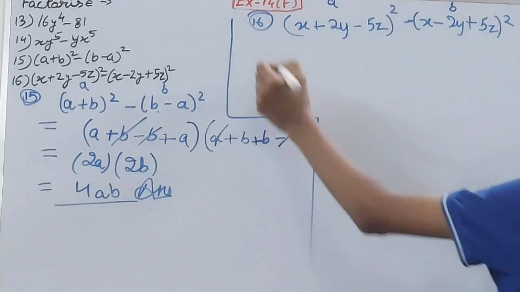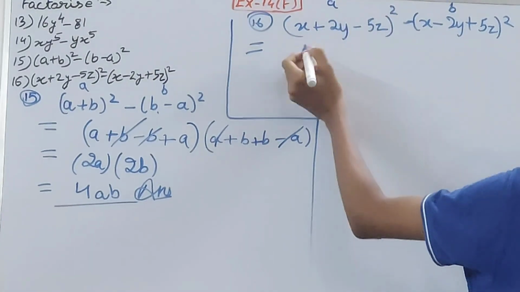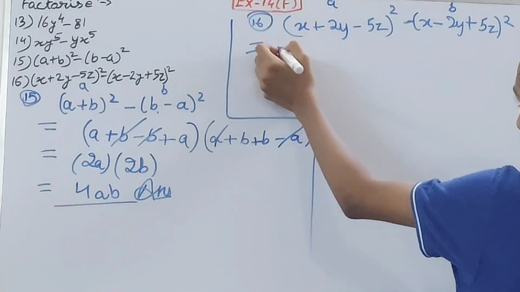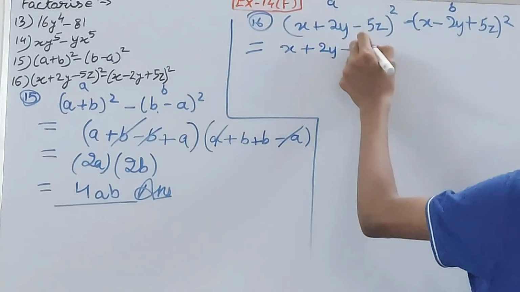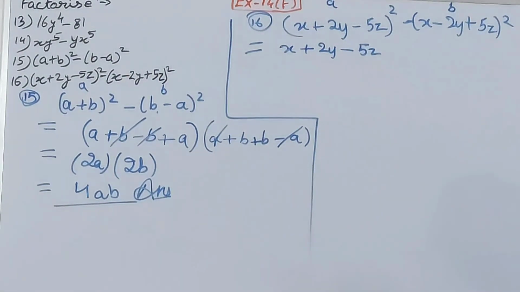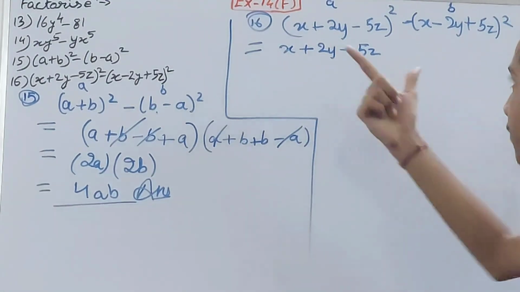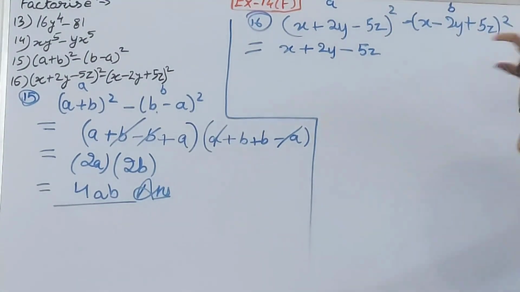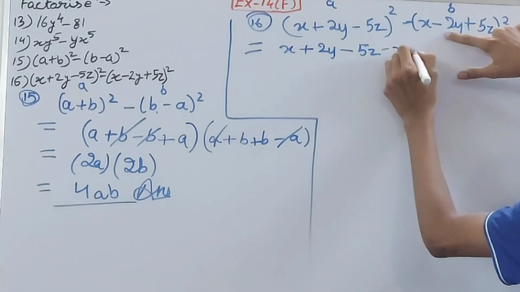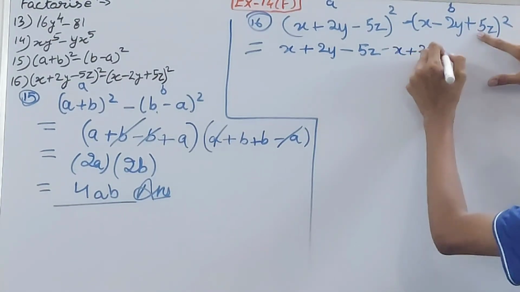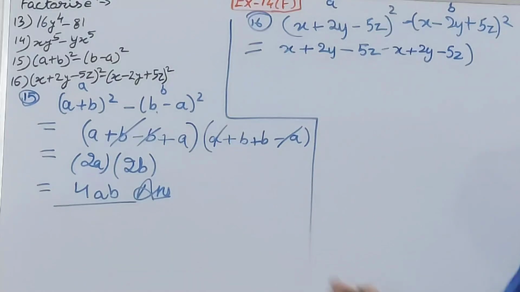How? See here. First you do a minus b, a plus b, right? So let's do a minus b. First you write down the value of a, that is x plus 2y minus 5z. This is the value of a. Okay, a. Then you have minus b. So this bracket, signs inside this bracket will be changed. Plus x will become minus x, minus 2y becomes plus 2y, plus 5z becomes minus 5z. Close the bracket. First bracket.